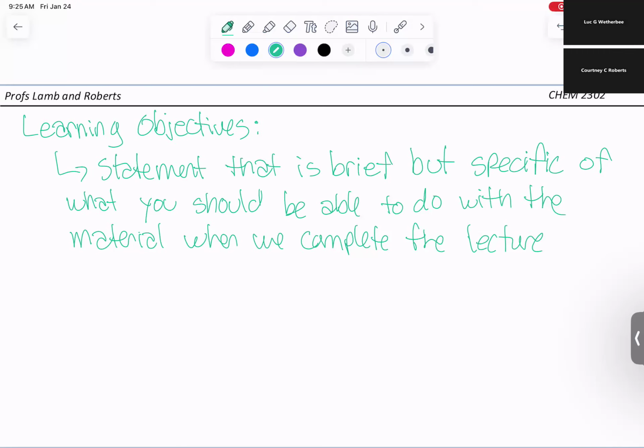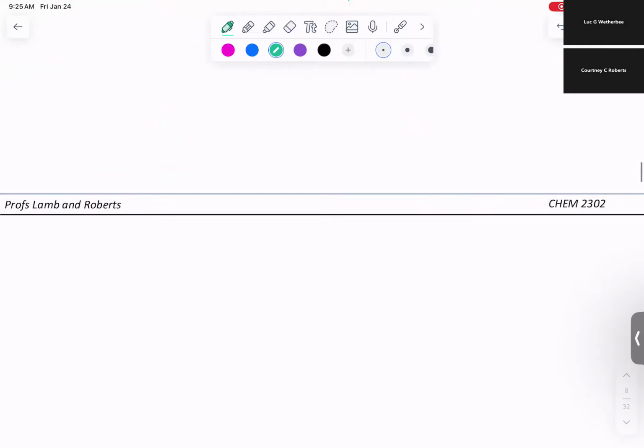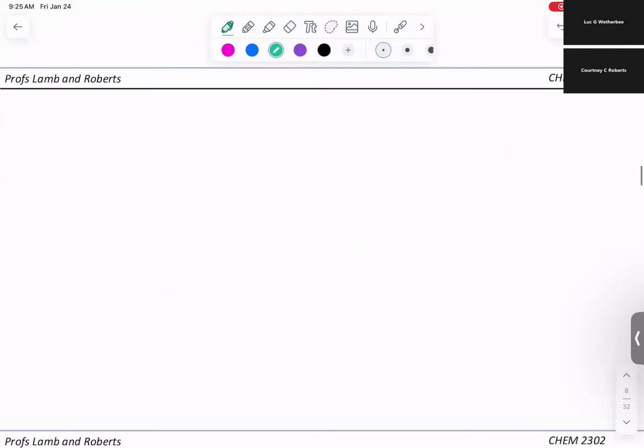So we started it, Professor Lamb and I started this in our class, and then we thought it was quite effective. So some people in 2302 have been using the 4 Ps as learning objectives, but not everyone is familiar with these. So we will go ahead and go over what the 4 Ps are. And whether you know these or not, you know these, all right? So the first of the 4 Ps is to propose starting materials and reagents.